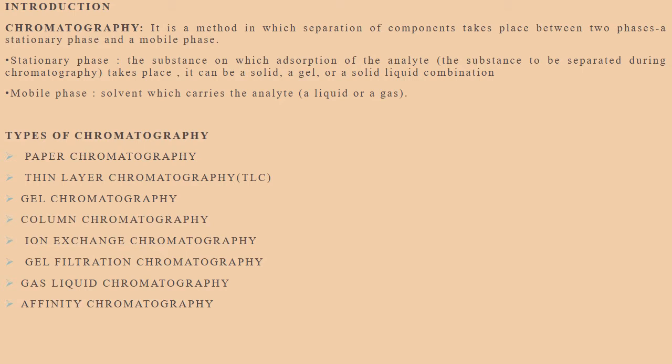Now, types of chromatography. There are various types of chromatography, for example, paper chromatography, thin layer chromatography, gel chromatography, column chromatography, ion exchange chromatography, gel filtration chromatography, gas liquid chromatography, and finally affinity chromatography.